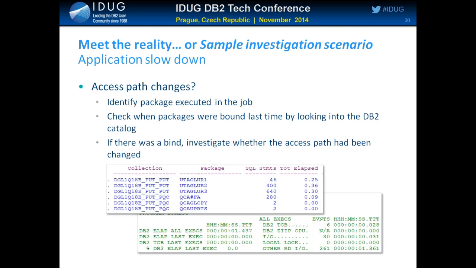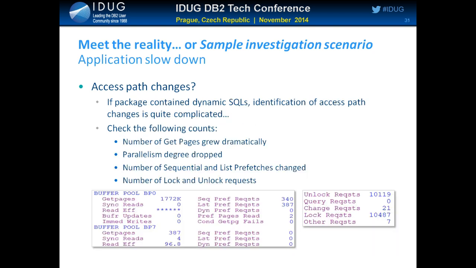Access path changes. If you run 239 record, classes 7, 8, then you will know the packages that the transaction touched. So you may go to the catalog and see whether the packages were rebound. Then you look at the bind times, go to the explain, compare the explain output and check if something really changed. Of course, that will work well with static SQL. With dynamic, it's probably much worse.